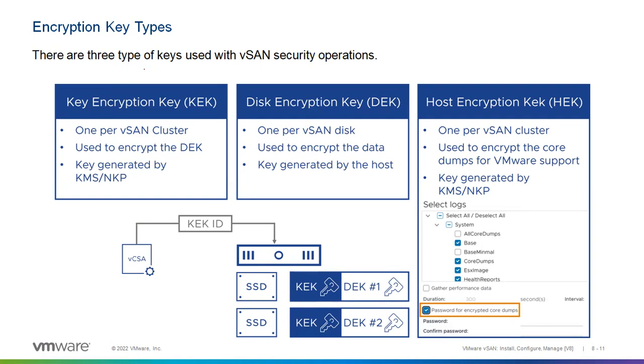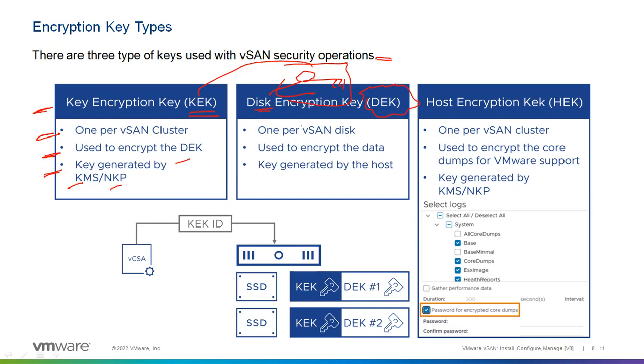Okay, sir. So there are three types of keys used in the overall vSAN security operation. One is the key encryption key, which encrypts the key that is encrypting the data. One per vSAN cluster, used to encrypt the DEK. I mean, whatever key is used for encrypting the data, the KEK will encrypt that key. KEK just encrypts the disk encryption key. Okay. And this KEK is generated by your key management provider. The key management provider could be your external KMS or the native key provider.